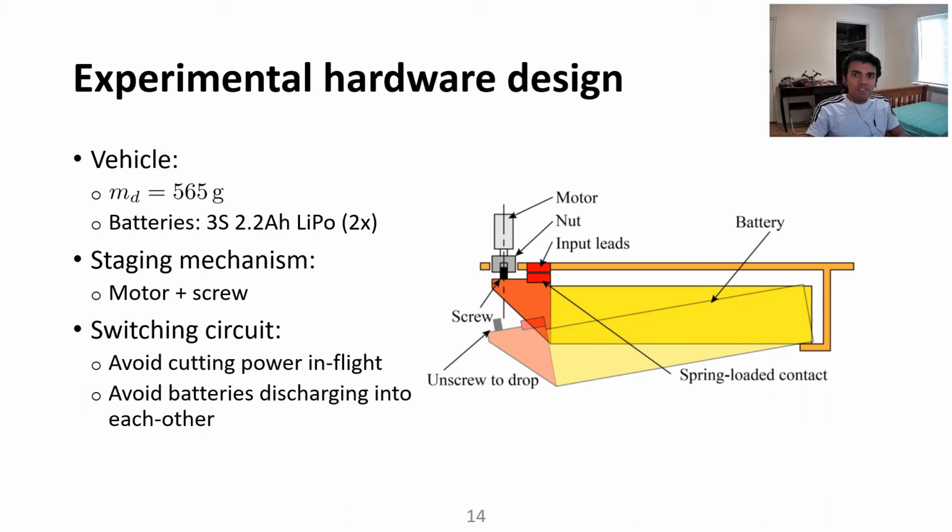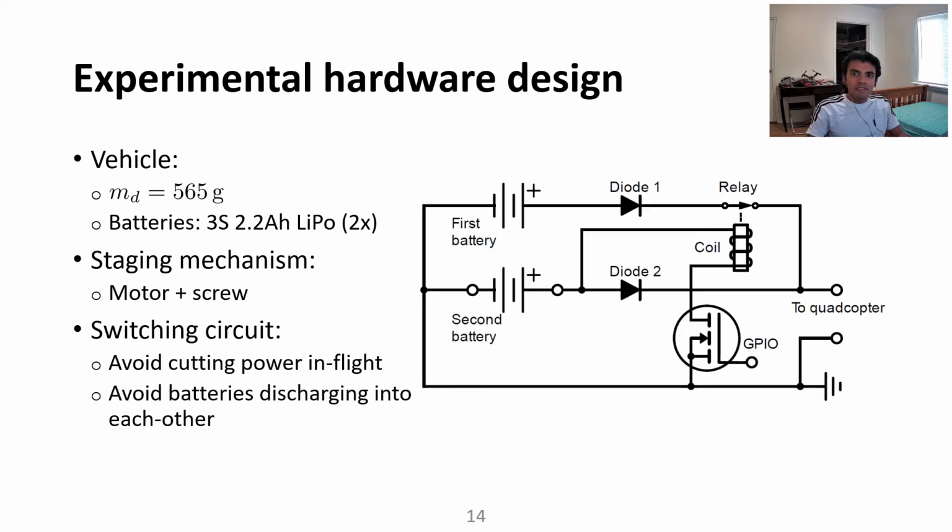For the battery switching circuit, we had two requirements. Firstly, we cannot afford to cut power since we have a flying system. So at some point the two batteries need to be connected in parallel. We avoid the batteries discharging into one another by adding diodes in series with each battery. To actually switch the power source, we use an electromechanical relay in series with the first stage battery, which is controlled via our flight controller.